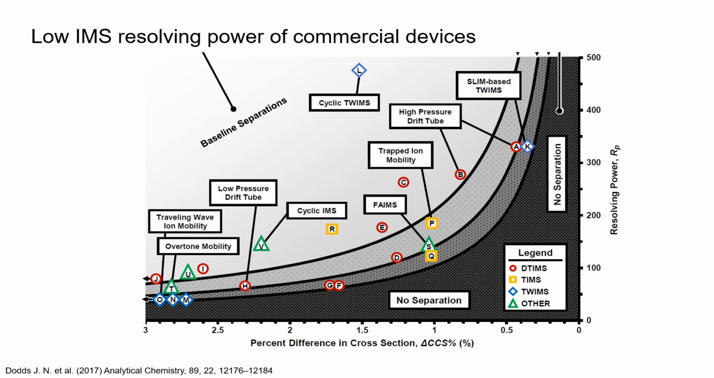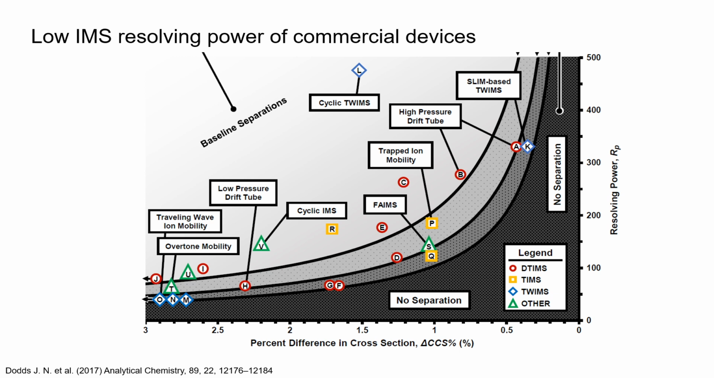Here I report a figure from McLean Group, which shows the relation between the resolving power and the percentage difference in collision cross-section. In particular, it shows the required resolving power to separate two compounds in ion mobility with a known percentage difference in cross-section. But we can also read this graph the other way around.